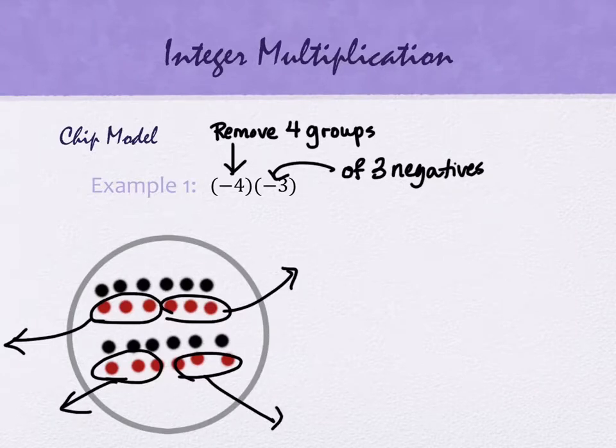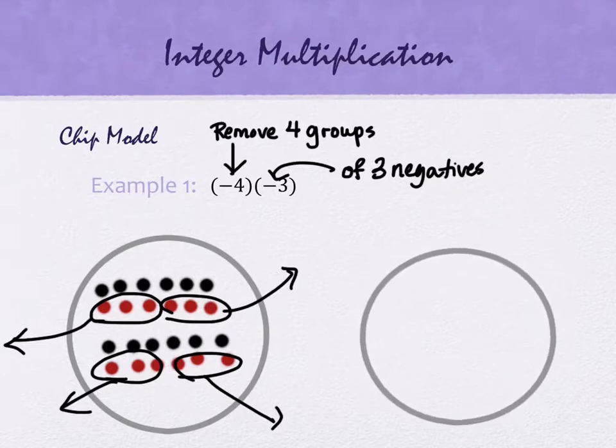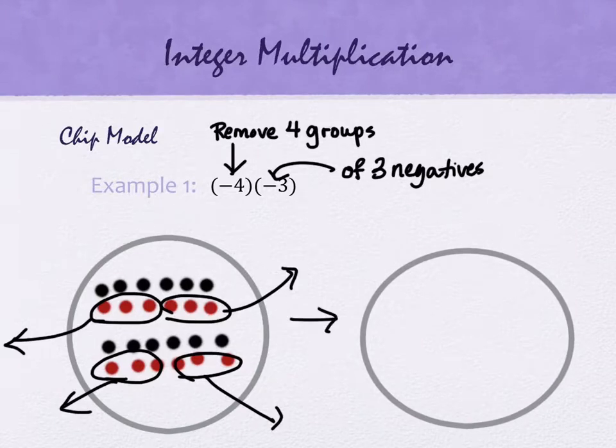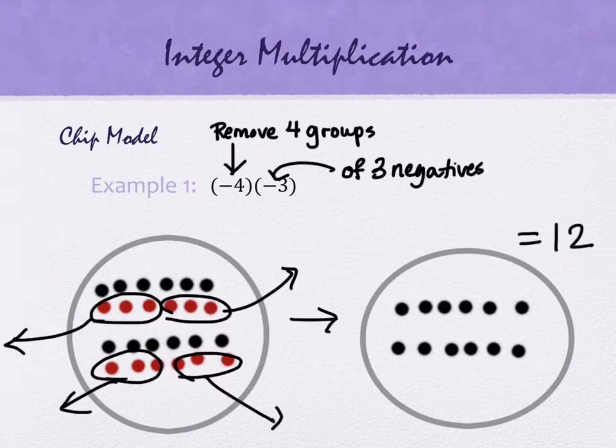And in doing so, what do I now have left? What do I have? 12 positives. That's what's left inside my circle. After I have removed the 4 groups of 3 negatives, I have 12 left inside my circle. Hence, a negative times a negative equals a positive, in this case a positive 12.